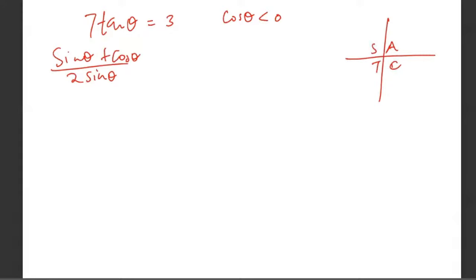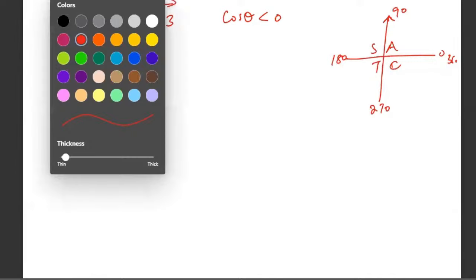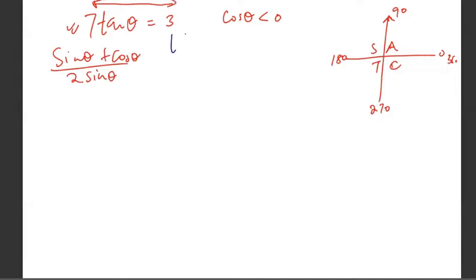Okay, in the first quadrant, all the ratios are positive. In the second, it's only the sine, and in the third the tan, and the cos, and the story continues. Now, before we move on, it's always vital for us to simplify the equation that they gave us. Let's isolate the trig ratio there. So our tan theta is going to be 3 over 7.